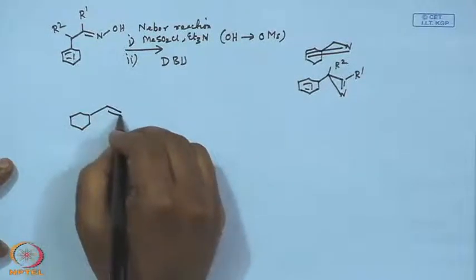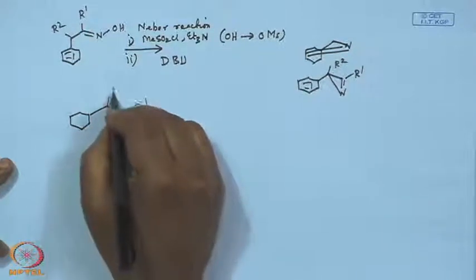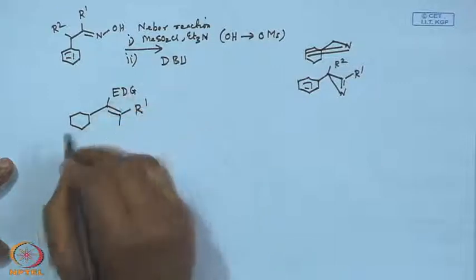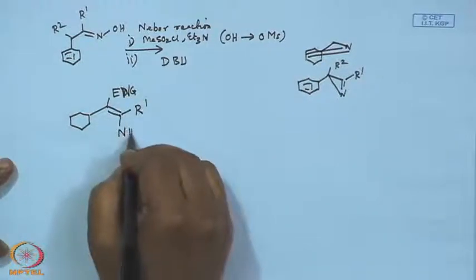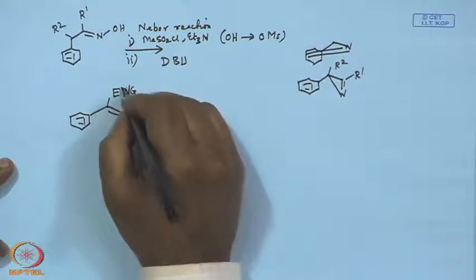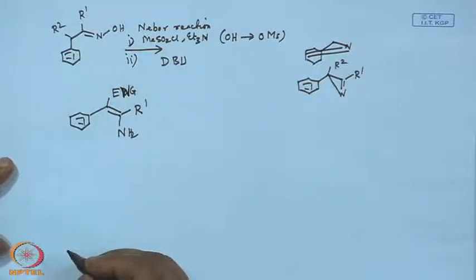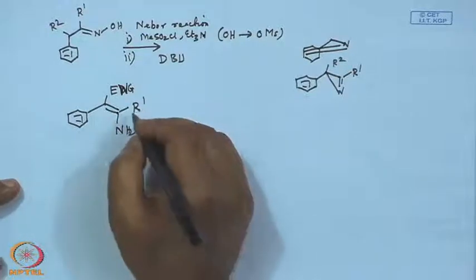Just take, let us say, you have something like this: R1, an electron withdrawing group, and NH2. So, how do you make it? It is an enamino ester. In the last class we talked about it, right. These enamino esters are required in the dehydrogenative reaction. So, it is easy to make. If you take a beta keto ester kind of thing, then ammonia would give this.